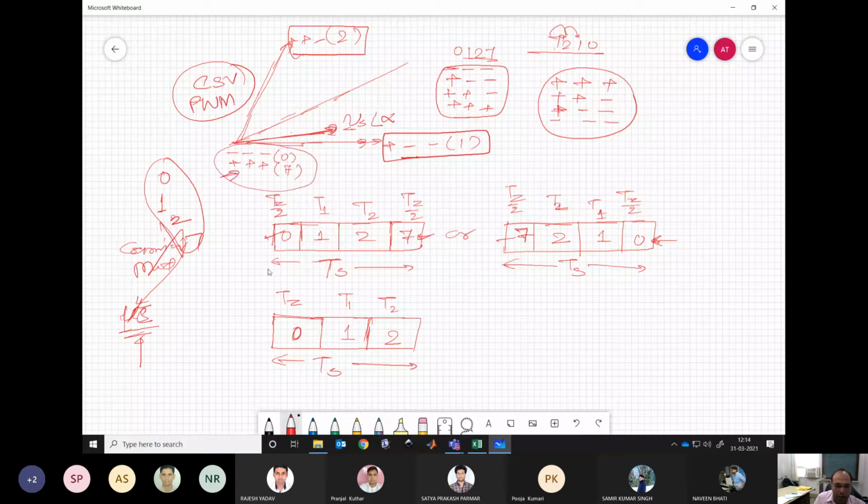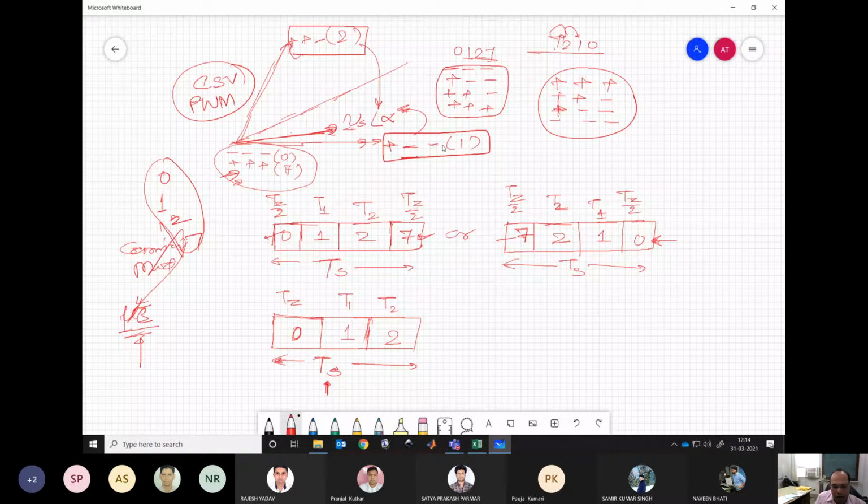The zero vectors are there only to maintain a constant switching time or constant sampling time. So this Ts is maintained through the zero vectors. There is no contribution in Vs from the zero vectors. Only 1 and 2, or any two active vectors, are sufficient. Now why are two vectors required? One vector itself can be sufficient if Vs is aligned along it. Let us say Vs is along this vector 1.